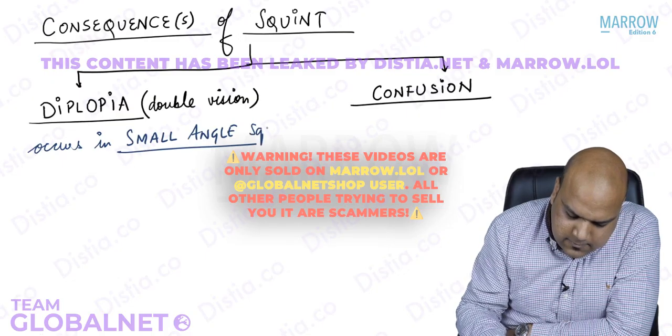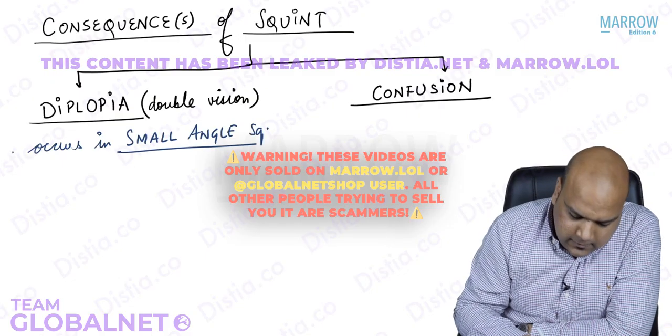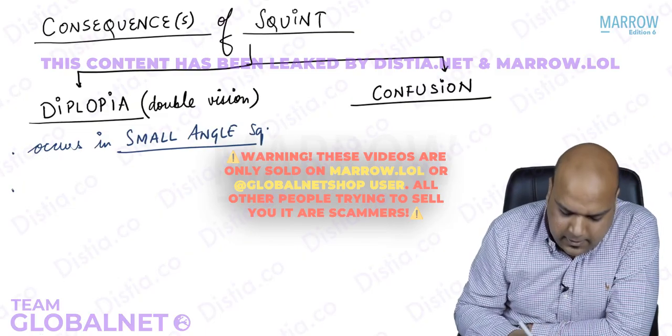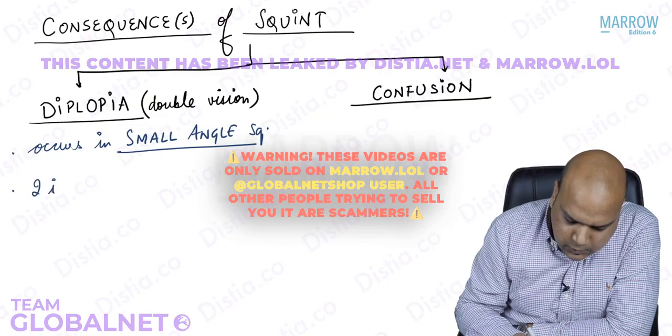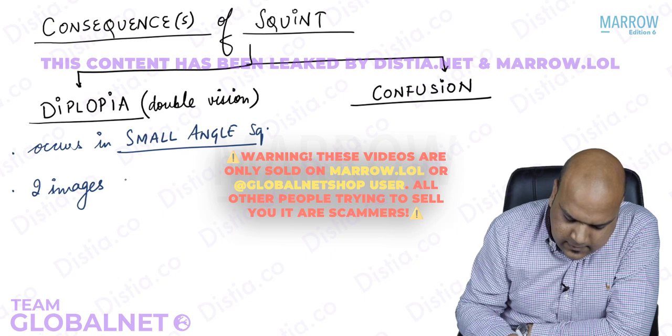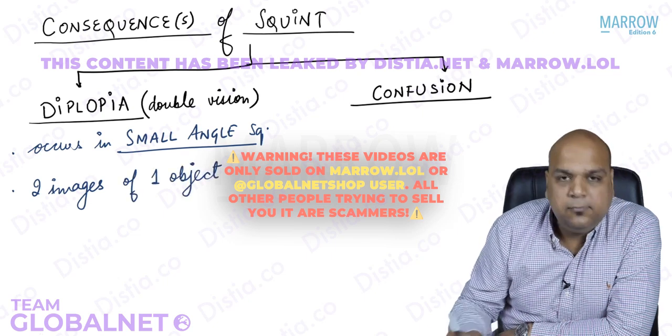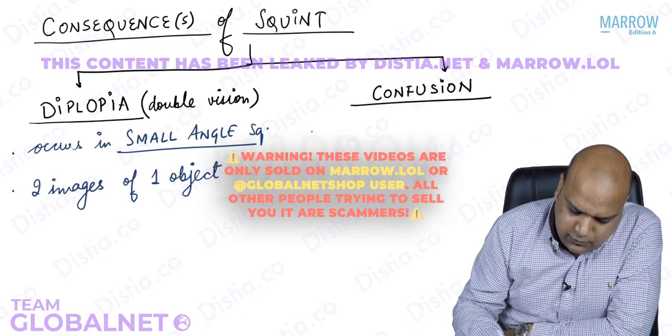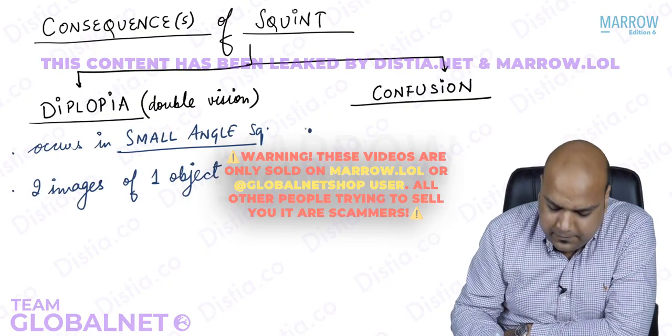It occurs in small angle squint. Now, what does diplopia mean? Diplopia means two images of one object. Okay. What does confusion mean? Let's first write, then let's understand.